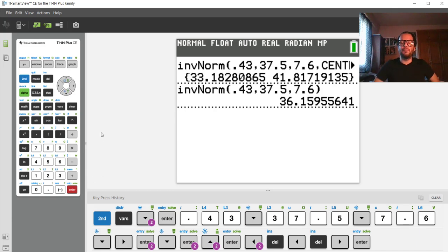And I get 36.16. That's the person that is listed at the 43rd percentile. Okay, if we were to represent all the ages of the people from the youngest to the oldest, they are normally distributed, okay, with a mean of 37.5 years old and a standard deviation of 7.6. So the person that would be in the 43rd place would be someone that is 36 years old. That's what we mean.